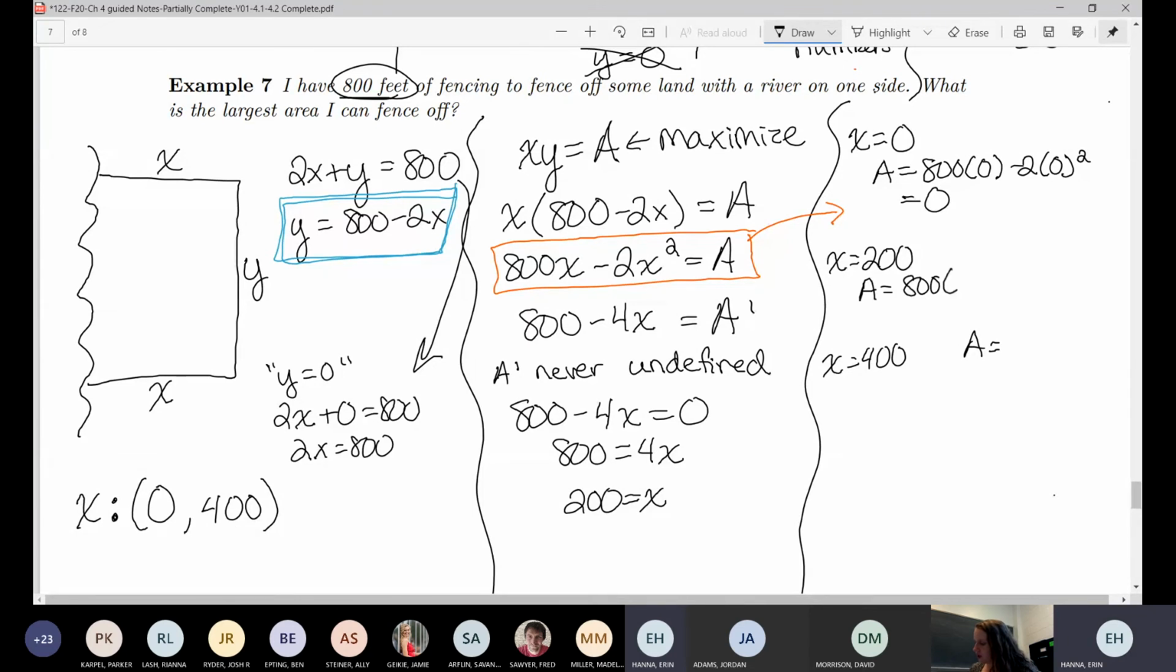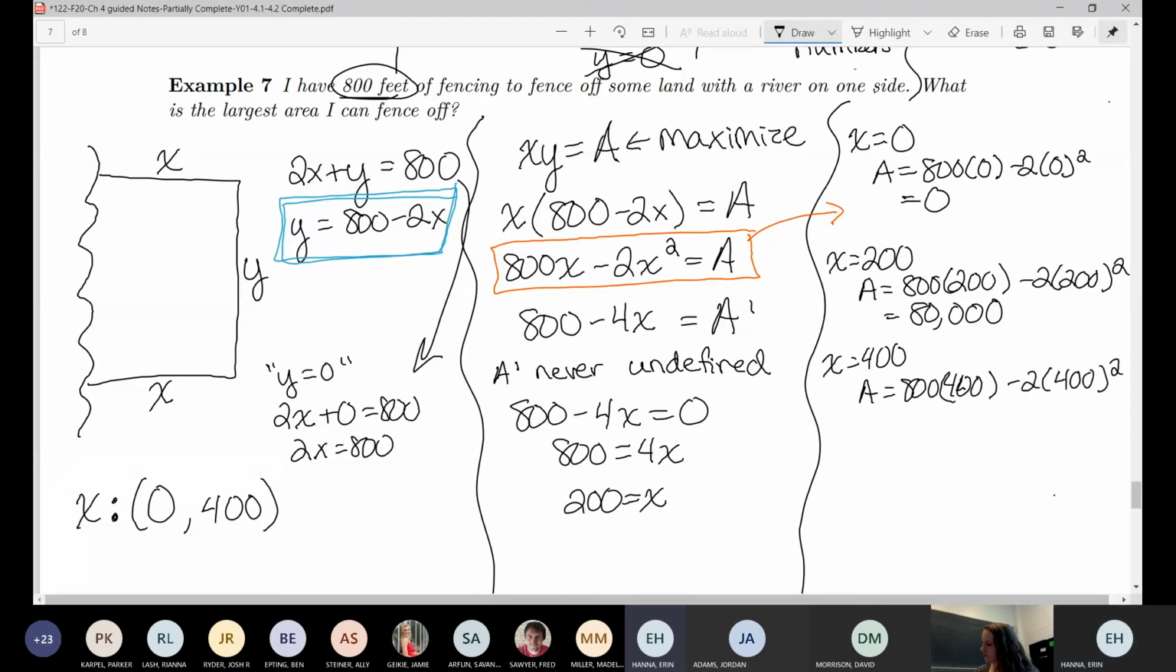If we plug in 200, A is going to end up being 80,000. And if we plug in 400, we get 0 again.